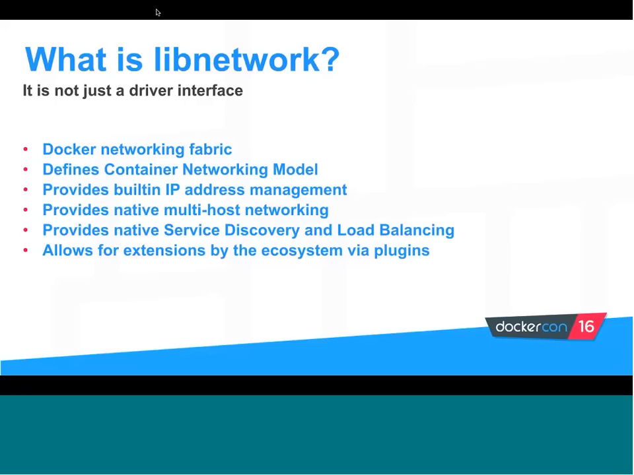It also provides native multi-host networking. So we recommend overlay networking as the native one. Whereas since we also support plugins, there are other plugins like Weave and Calico and Cisco's Contiv and even OVN from the OpenStack project. Also Kuryr, there are different plugins available in libnetwork where they also provide multi-host networking as well. But by default, we have built-in overlay networking which is using VXLAN tunnels. We also provide native service discovery and load balancing. Also, we provide extensions using the plugins from the ecosystem.